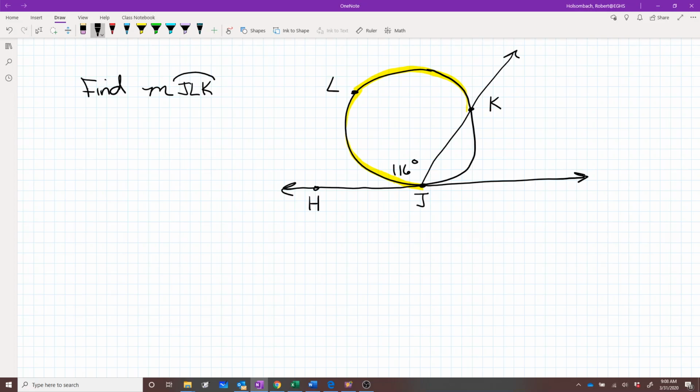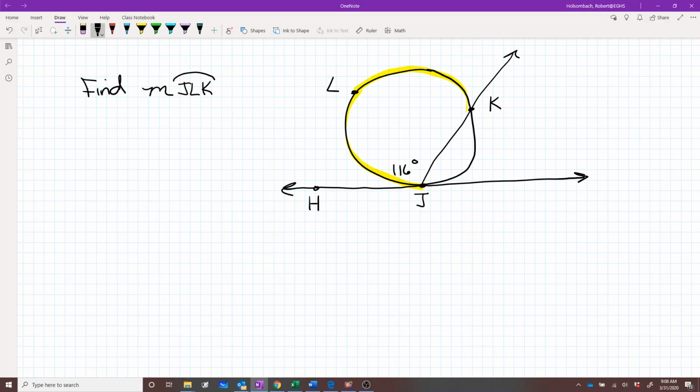Remember, the original rule said that this angle in here, this 116, was equal to half of its intercepted arc. Well, in this case, the intercepted arc is JK. So if the angle is equal to half of the intercepted arc, then the intercepted arc is equal to twice the angle.